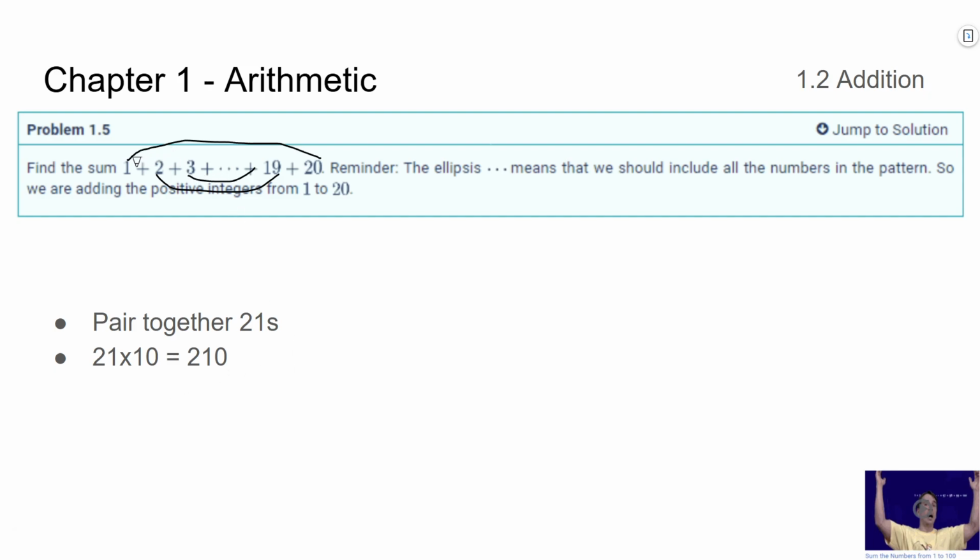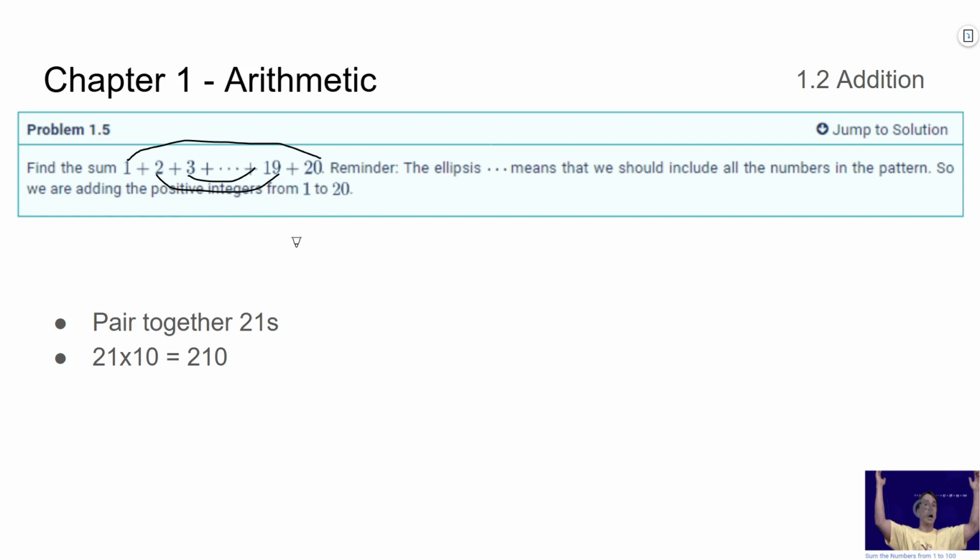So this works when you have an even number of numbers. Is that right? Or is this an odd number of numbers? 1, 2, 3, 4, 5. Yeah, 20 numbers would be even number of numbers. If you have an odd number of numbers and you have something weird in the middle, so if this is up to 21, for example, that final pairing, you would have 1 and 21 would make 22, 2 and 20 would make 22, and so on and so forth.